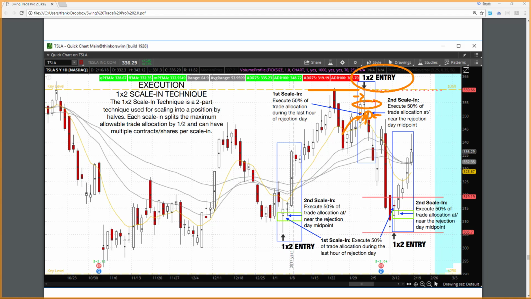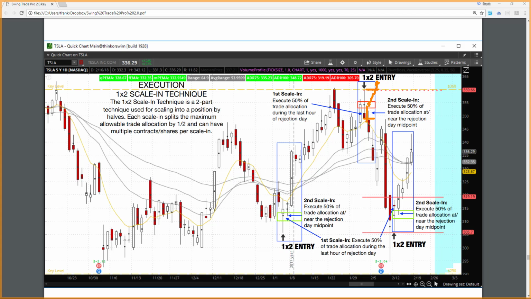So it didn't necessarily go all the way to the absorption zone, but keep in mind, if you have a big long range day like this and price gaps down, you almost don't want it to come all the way back to the mid, because then it might start to climb through it.